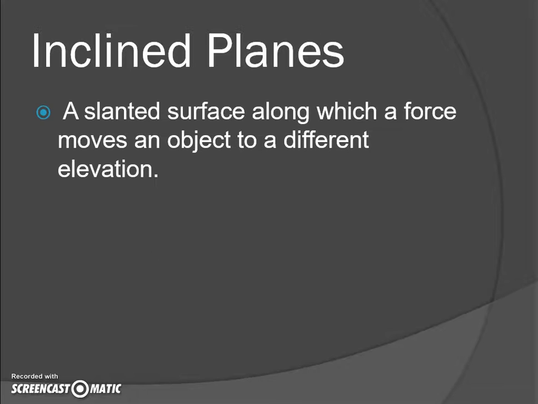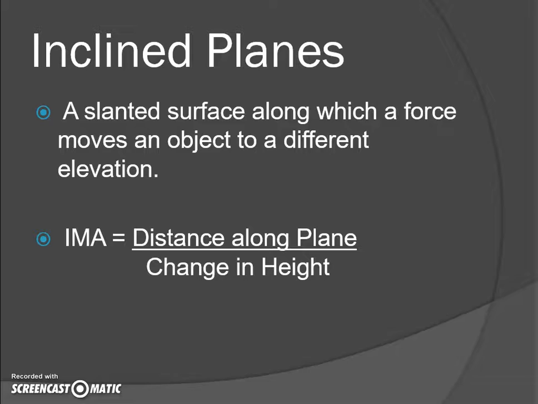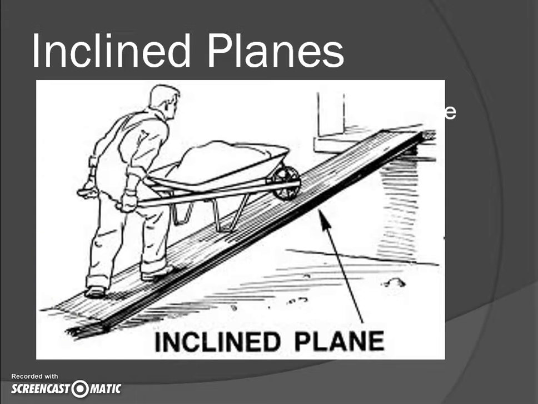We also have inclined planes, which is a slanted surface along which a force moves an object to a different elevation. So think about a ramp or going up a hill. We're moving to a different elevation, higher or lower, along a slanted surface. IMA in this, and we looked at IMA examples for inclined planes, is the distance along the plane divided by the change in height. So here's an example.